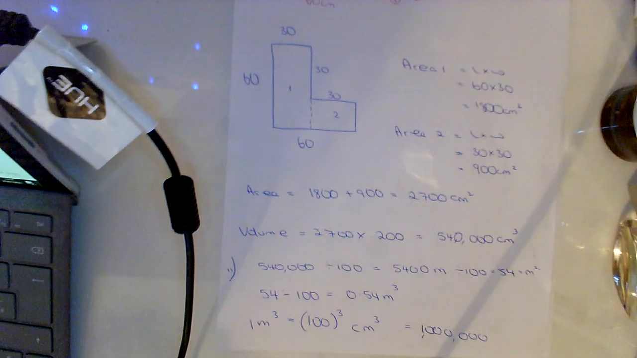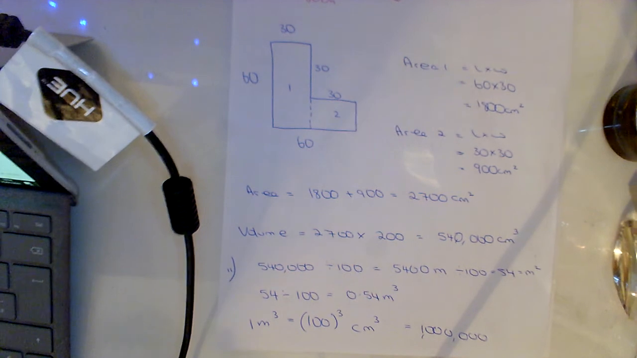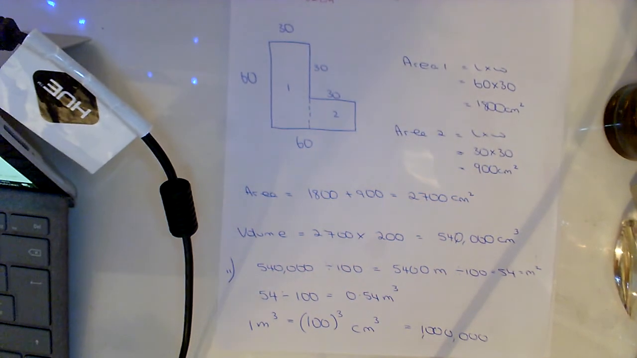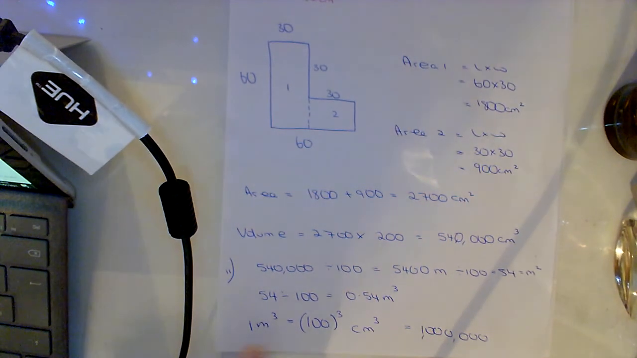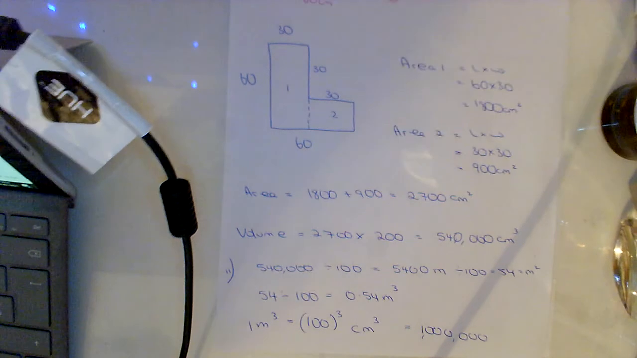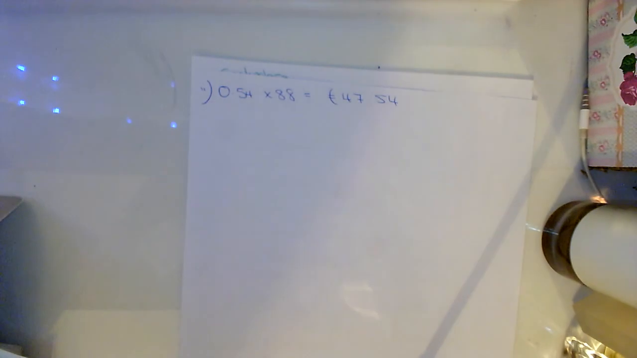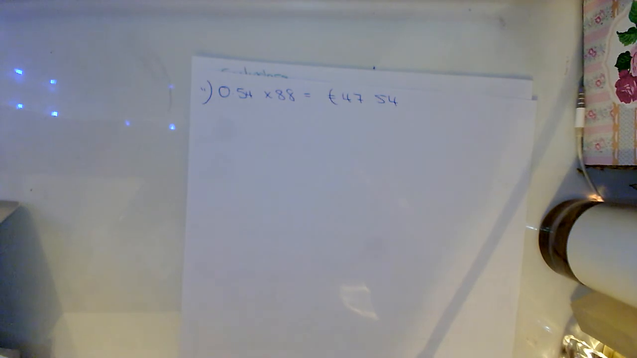And finally, it asks me the cost of making the steps, if the concrete costs €88 per cubic meter. I've already figured out what the cubic meters were, and it was 0.54. So I multiply that by 88 and I get €47.54.